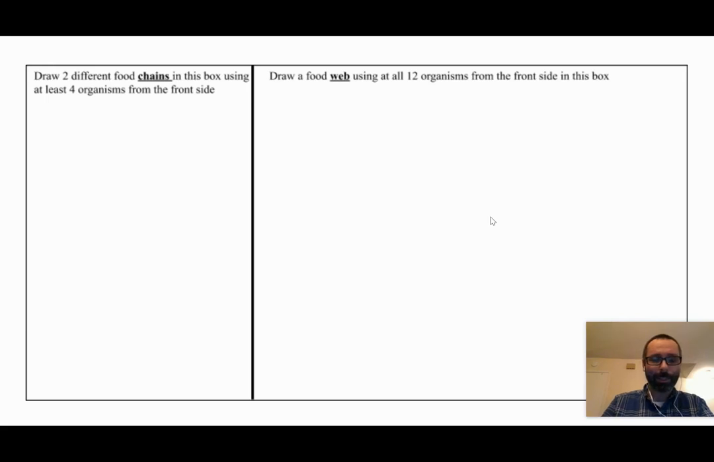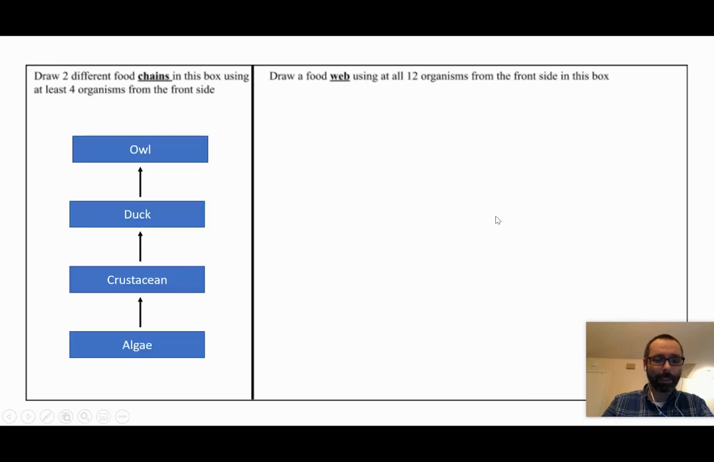Now, you should be done. And so for the food chain part, maybe you did something like this: the algae to the crustacean, to the duck, to the owl, showing the energy moving from one to the next. There again are lots of different options.